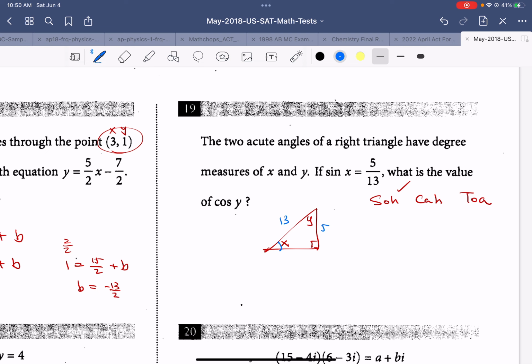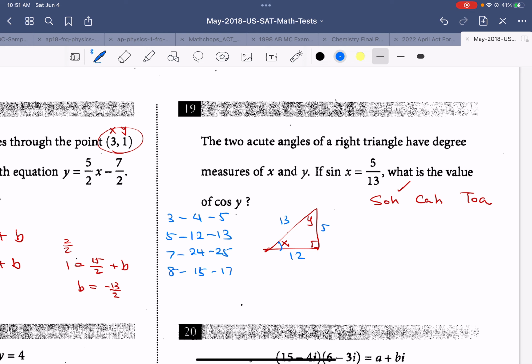And of course, there's 3, 4, 5. So if you memorize those additionally, then that will be very helpful. You can save a lot of time. So 5, 12, 13 here. So using that sine 5/13, I can find out every side there.